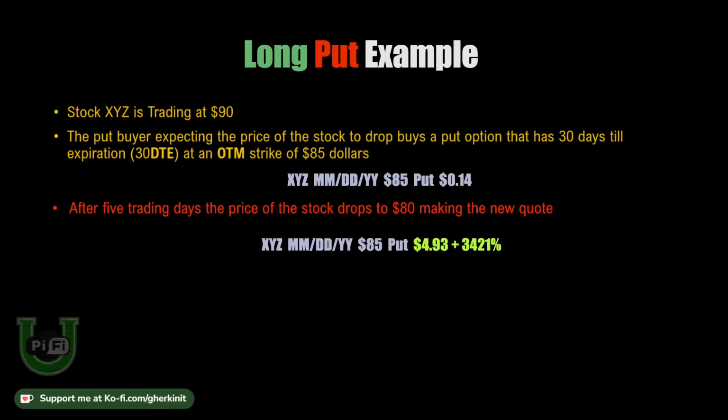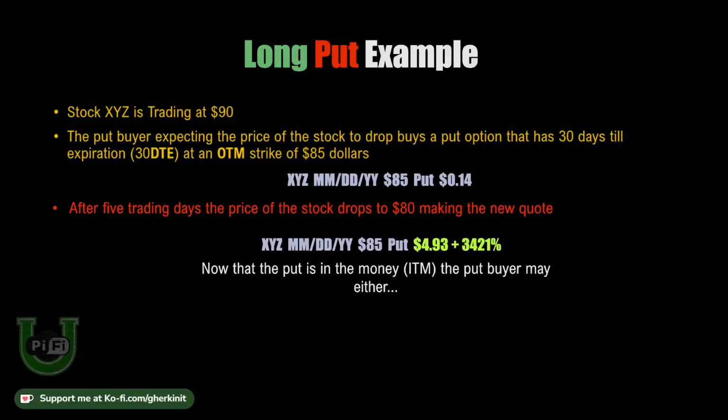After 5 trading days, the price of the stock drops to $80, making the new quote, stock XYZ with an expiration and $85 strike. But as you can see, the value of the contract, or the premium, has gone up by 3,421%. This was a directional bet, and the stock moved in the direction of that bet.